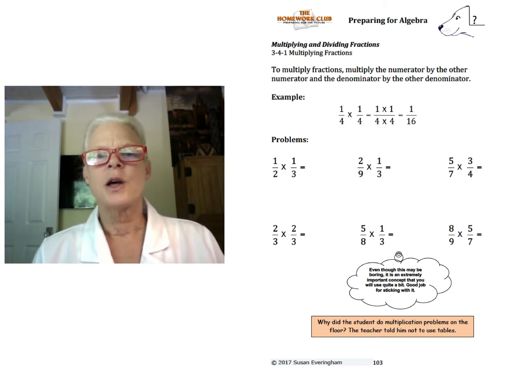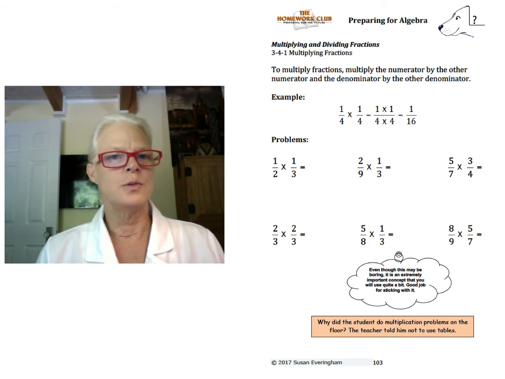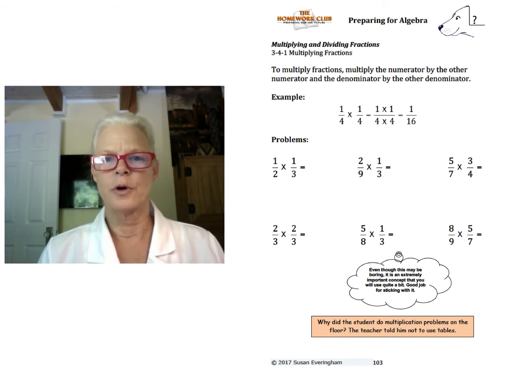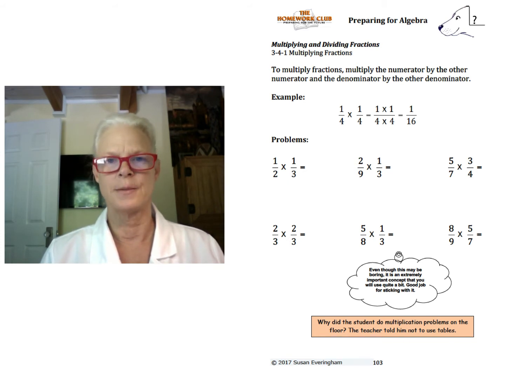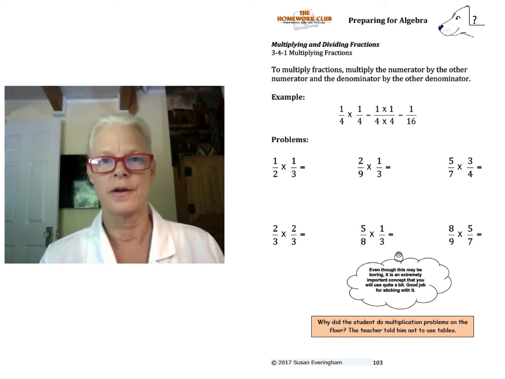Welcome. So, multiplying fractions, you multiply the numerator by the numerator and the denominator by the denominator. So in the example, 1/4 times 1/4 equals 1/16. 1 times 1 is 1, 4 times 4 is 16. And you see on the next problem down, 1/2 times 1/3.